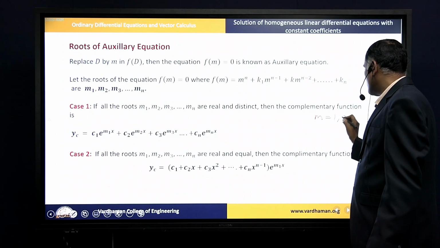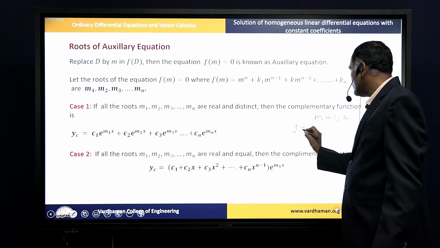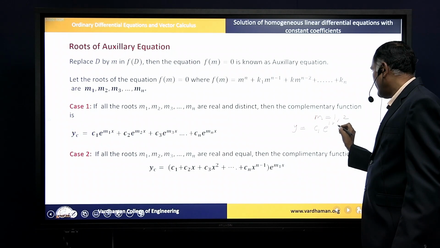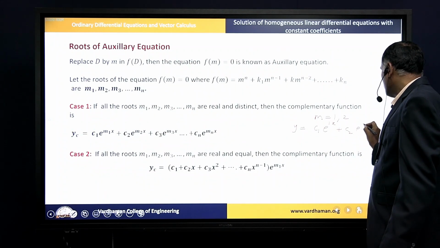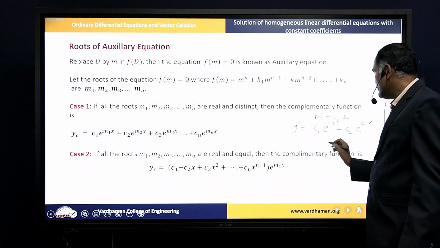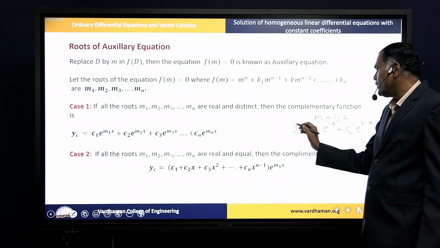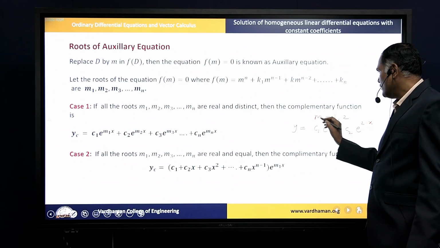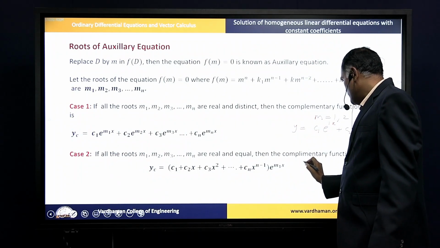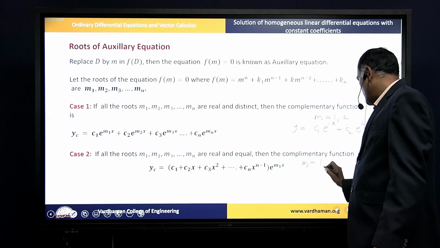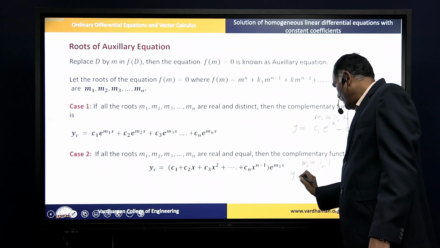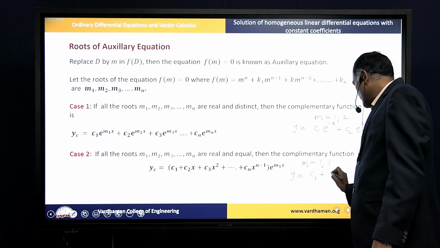Now for example, if I take the roots of the auxiliary equation as 1, 2, then the solution of the homogeneous equation can be written as c1 into e power first root into x plus c2 into e power second root into x, where c1 and c2 are arbitrary constants. Now this is called the solution of a homogeneous linear differential equation with constant coefficients having roots of the auxiliary equation as 1, 2. Now here I have taken another example. Let us say the roots are like this, for example. Clearly the roots are real and repeated. In this case we write the solution of the differential equation like this.